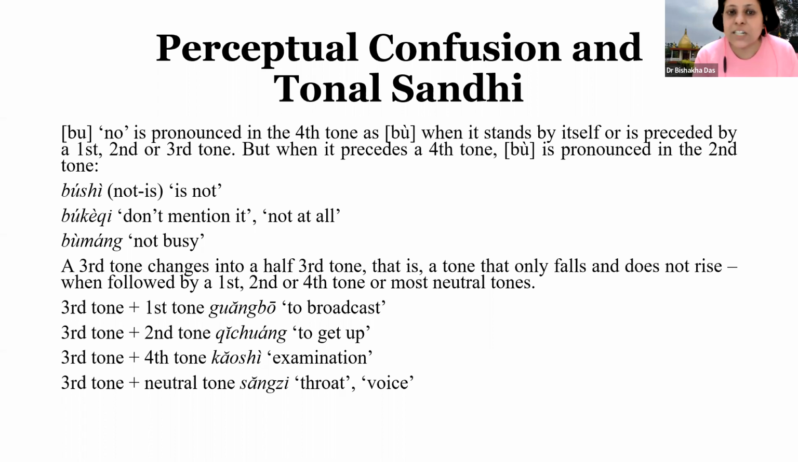Okay, so it's a third tone plus second tone. It will be Qi chuang instead of Qi chuang. So it is changed into falling tone. So Qi chuang instead of Qi chuang will be Qi chuang. So these are the examples. These are the examples of tonal sandhi. So this is my last slide.